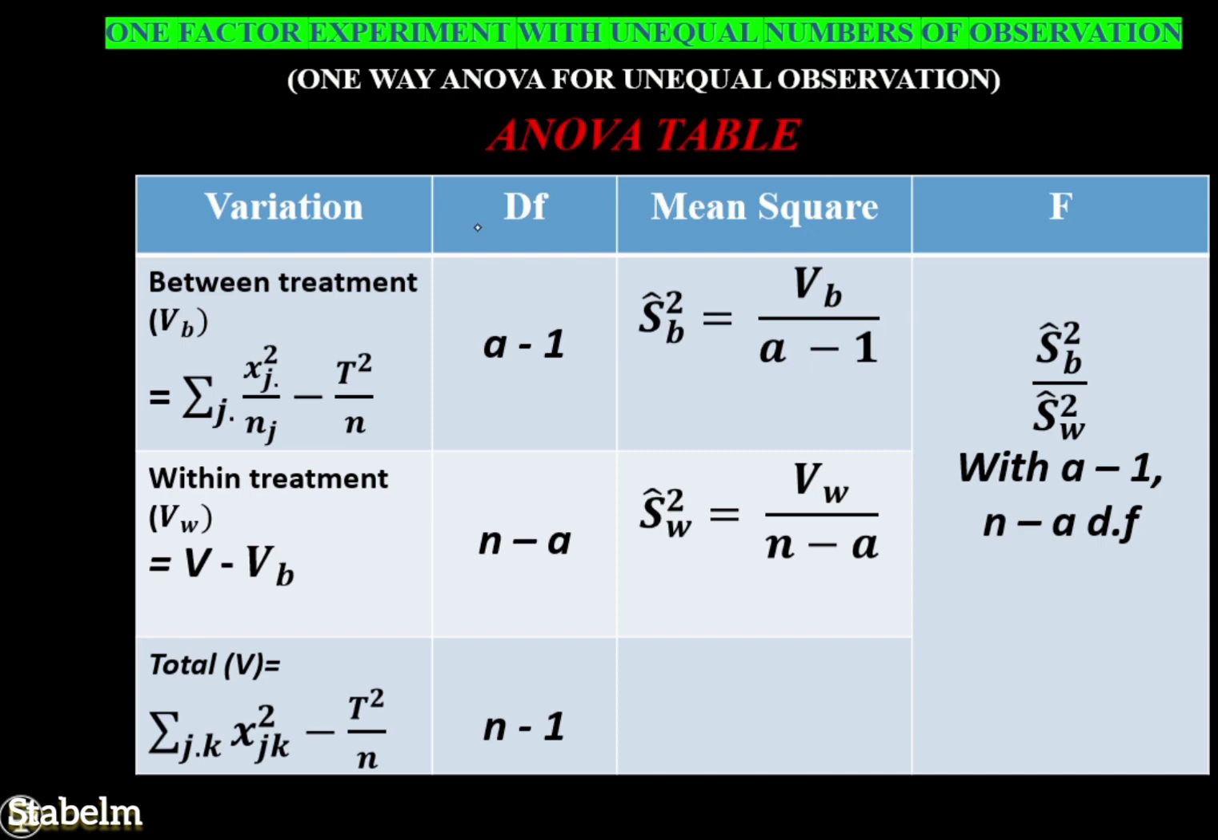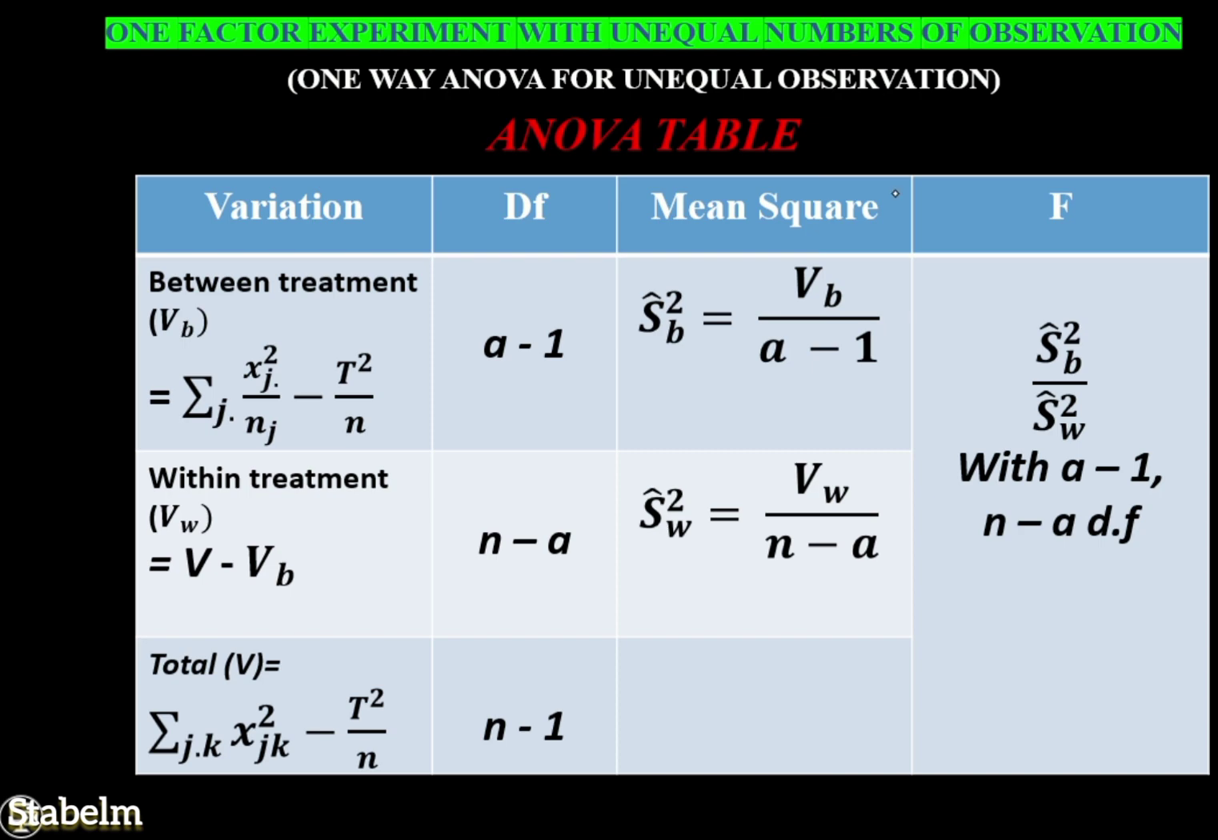And in the second column here, we have the degree of freedom. The first box here, we have A minus 1. This A stands for the number of groups we are testing. The number of groups we are testing minus 1 gives us the degree of freedom between treatment. Then here we have N, and this N is the total number of observations. So when you subtract the number of groups from the total number of observations, that will give us the degree of freedom within treatment. And finally, we have the degree of freedom for total. That is N minus 1, the total number of observations minus 1, gives us the degree of freedom for total.